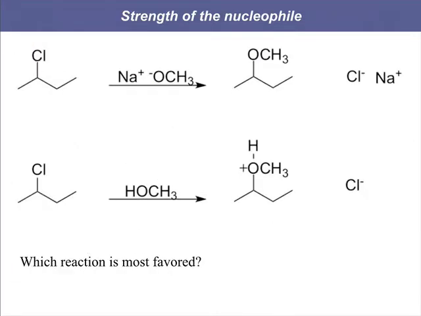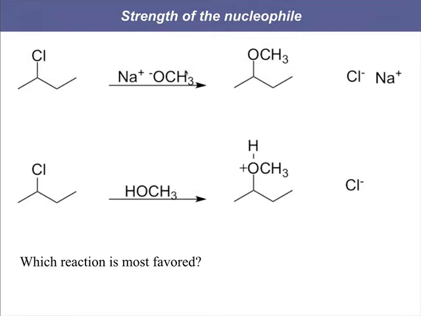Let's think about the strength of our nucleophile. Here we've got two reactions, fairly similar. In one case, we've got our substrate, 2-chlorobutane, with sodium methoxide. So this is Na+, OCH3-. Again, this is an ionic compound, which means we'll probably need some kind of solvent to help it dissolve. In this case, we're just using methanol.